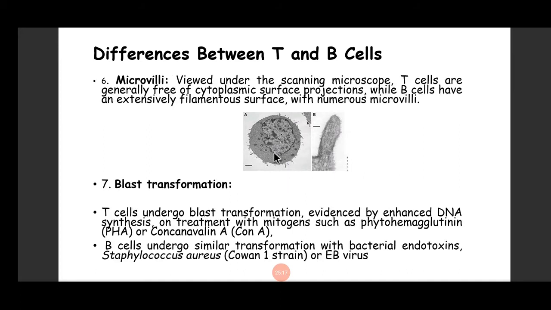Right. Another difference is blast transformation. When lymphocytes are exposed to certain chemicals like mitogens or other bacterial chemicals, their DNA becomes active and they undergo blast transformation. They become blast cells. For T cells, this happens with mitogens like phytohemagglutinin or concanavalin A, Con A. For B cells, a similar thing happens with bacterial endotoxins like Staphylococcus aureus toxin or Epstein-Barr virus. So blast transformation happens in T cells and B cells in response to different chemicals.